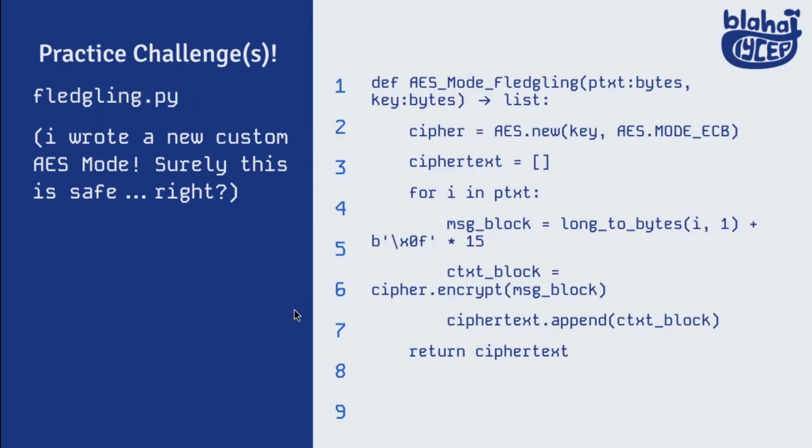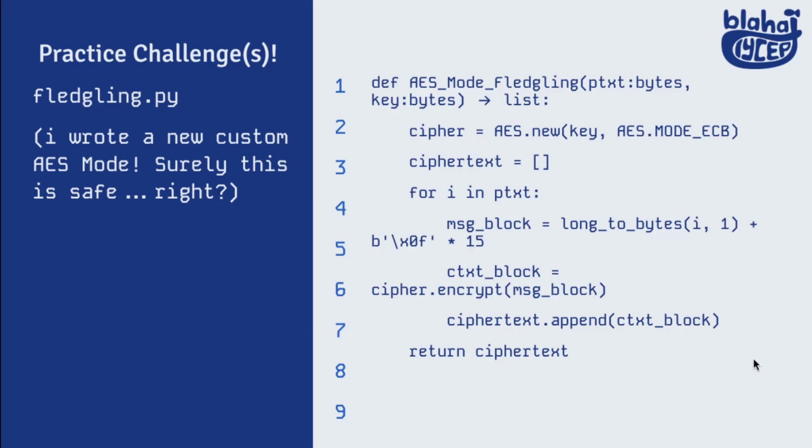And now that we are familiar-ish with how AES is used, we are going to do a practice challenge called fletchling.py. The gist is I wrote a new custom AES mode, and you have to find a way to break it essentially. This is the one where you will have to interact with a netcat server.